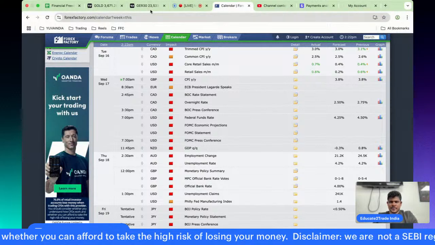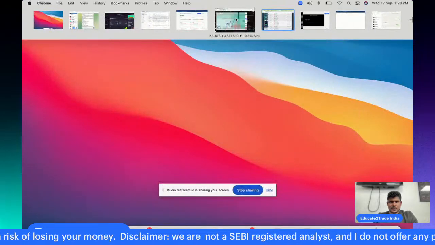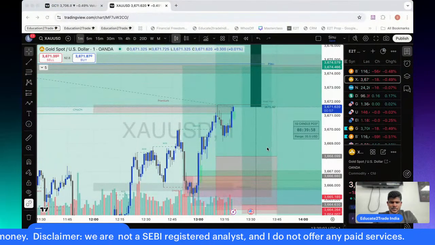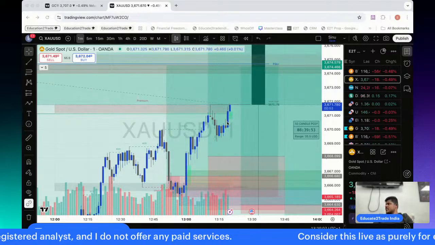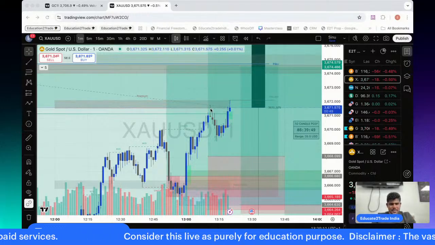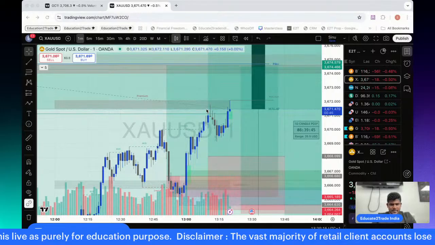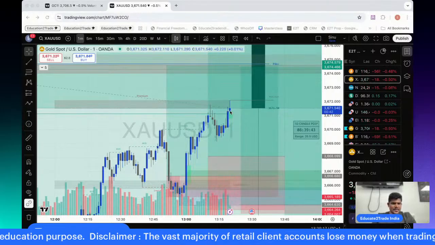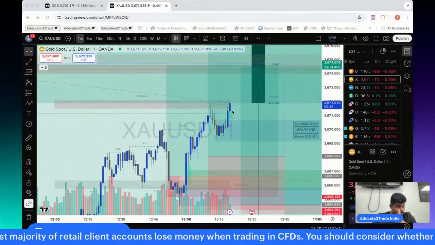$235. All right, buyers are showing the strength, but still the price is just staying right above 71 levels.